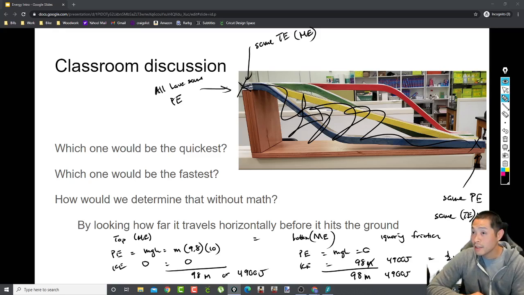Any questions on that? So that's our last tool of the semester, which is energy. And this one, the middle part doesn't matter. All we care about is the beginning and the end. So back to 8th grade, those kind of problems.